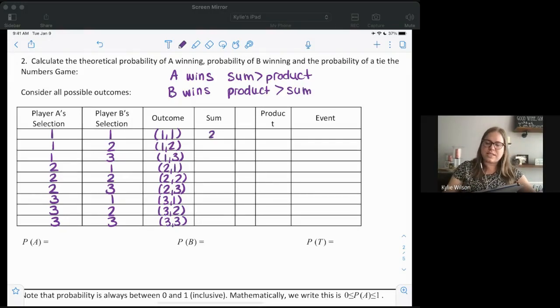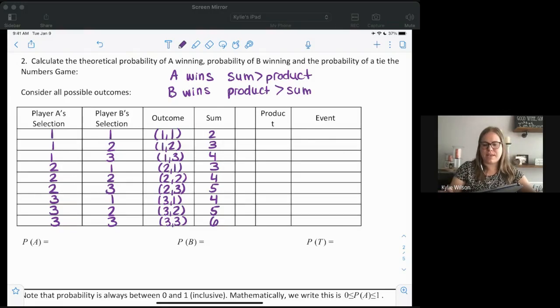1 plus 1 is 2. 1 plus 2 is 3. 1 plus 3 is 4. 2 plus 1 is 3. 2 plus 2 is 4. 2 plus 3 is 5. 3 plus 1 is 4. 3 plus 2 is 5. 3 plus 3 is 6.